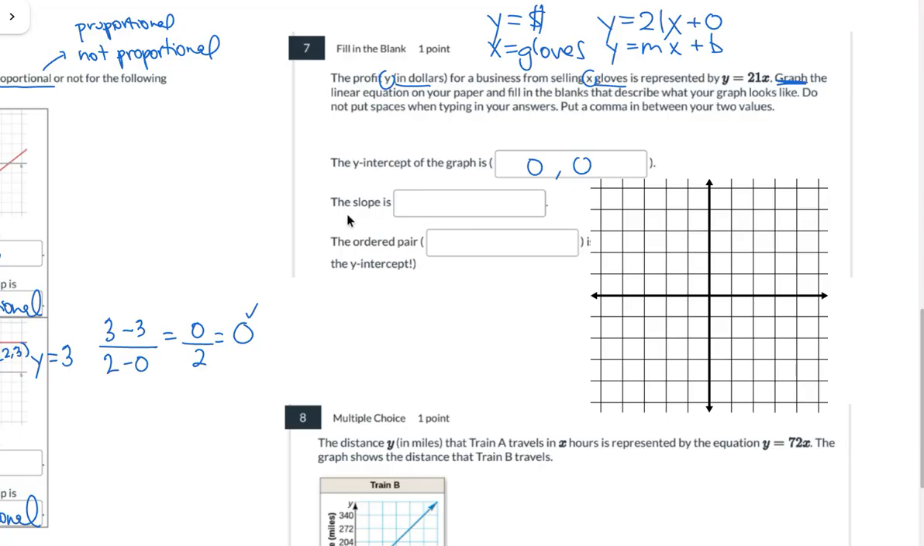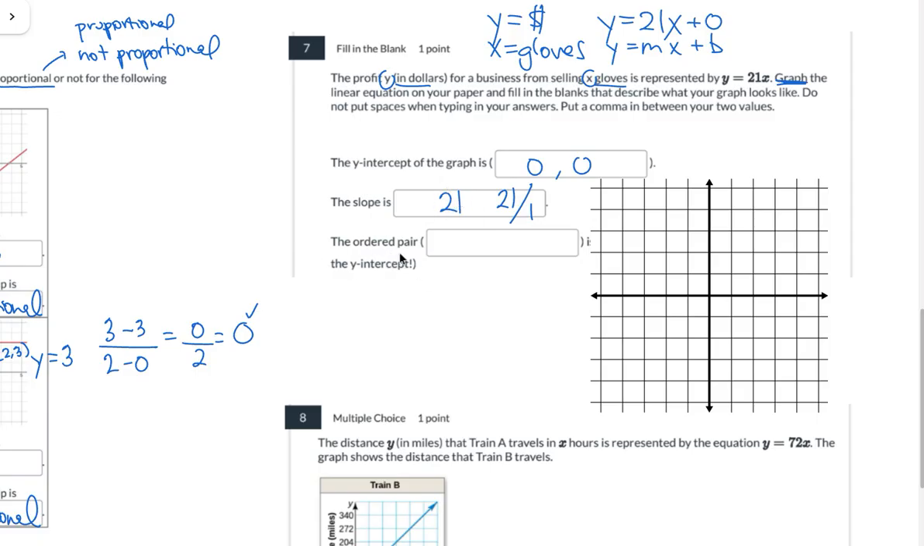So it says the slope is, and when I look at how I've overlaid y equals mx plus b, the 21 is my slope. You could have also put 21 over 1 as well. Okay. So again, we're talking about a business, you're selling gloves, and this is your profit, in dollars. And it depends on how many gloves you sell. And it makes sense that you would make $0 in profit when you sell 0 sets of gloves, right? Okay. And it looks like you make $21 per pair of gloves.